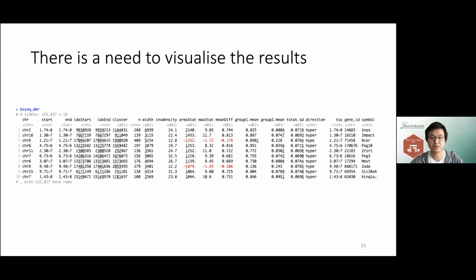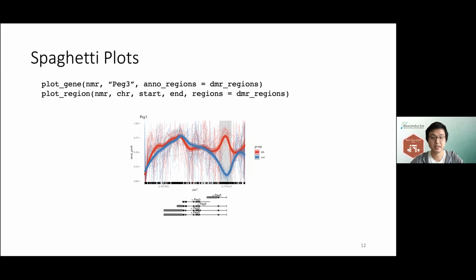The main plot in the NanoMethViz package is this spaghetti plot. There are two ways to make this plot. You can use the plot gene function if you have a gene annotation and you just give it the name of the gene. Or you can use plot region if you just have a region specification, giving it the chromosome and the start and end bases. What you get is this plot where the big thick lines in the middle are the average methylation trends across your two different groups, in this case, the cast and the black 6.